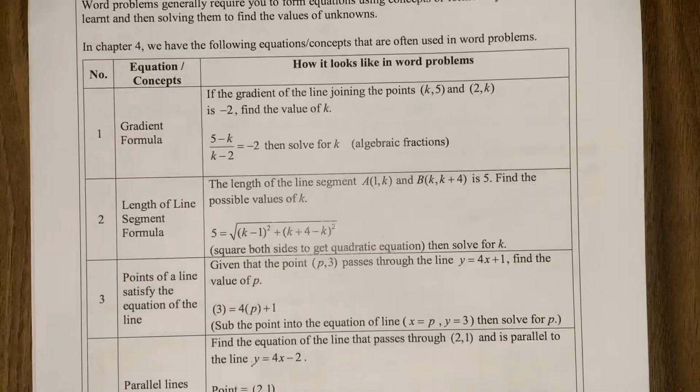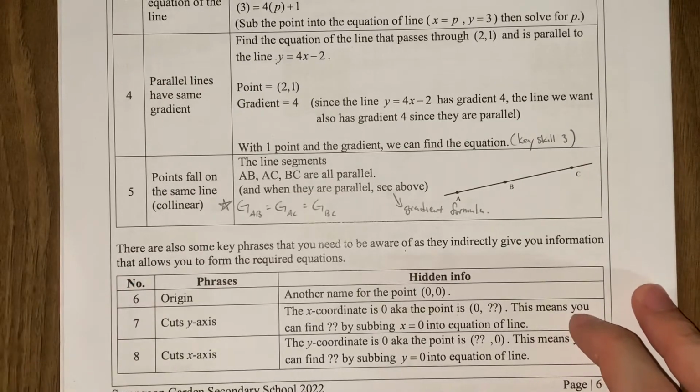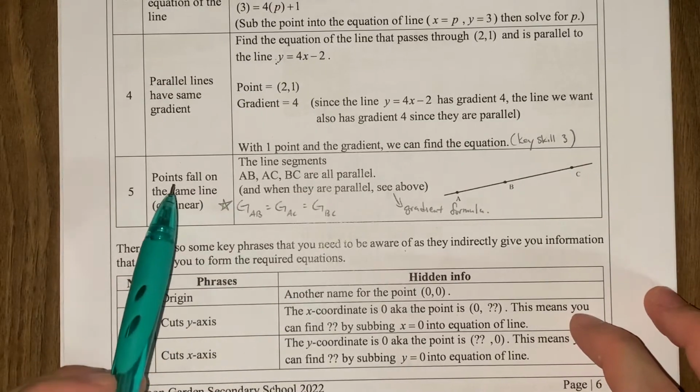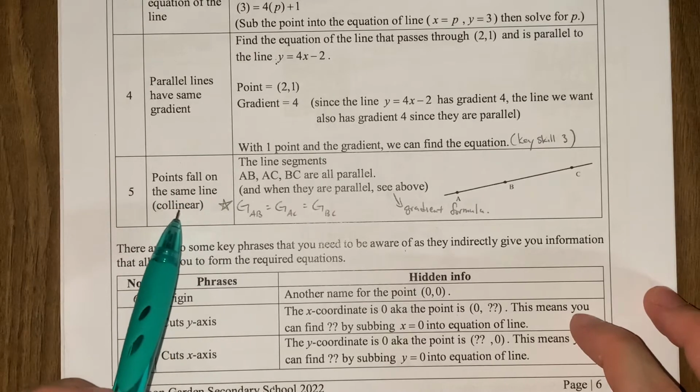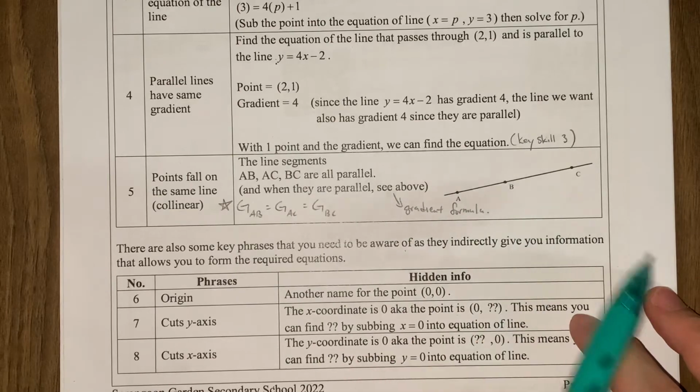Okay, so I think most of the teachers have done this in class, so I'm going to go through only one, the most important one. You can see that in this case, the points fall on the same line. We call this collinear. This is how it looks. These 3 points fall on the same line.